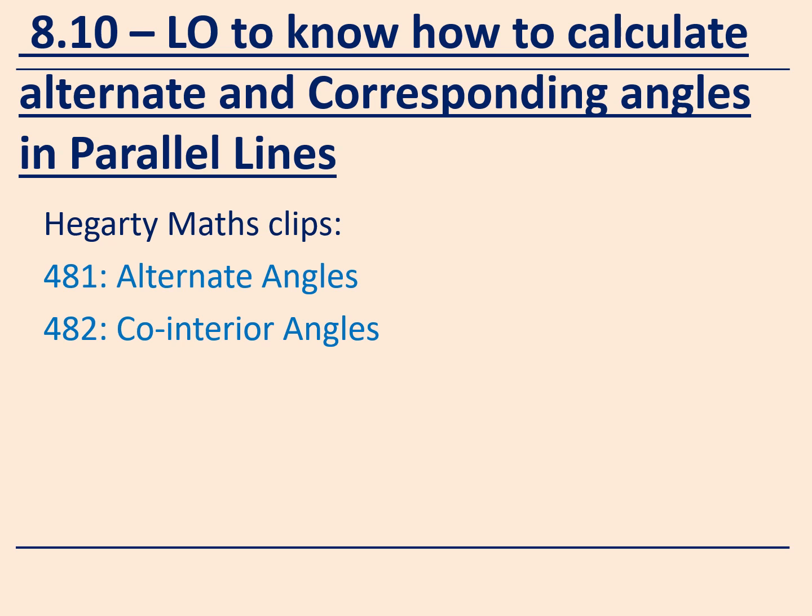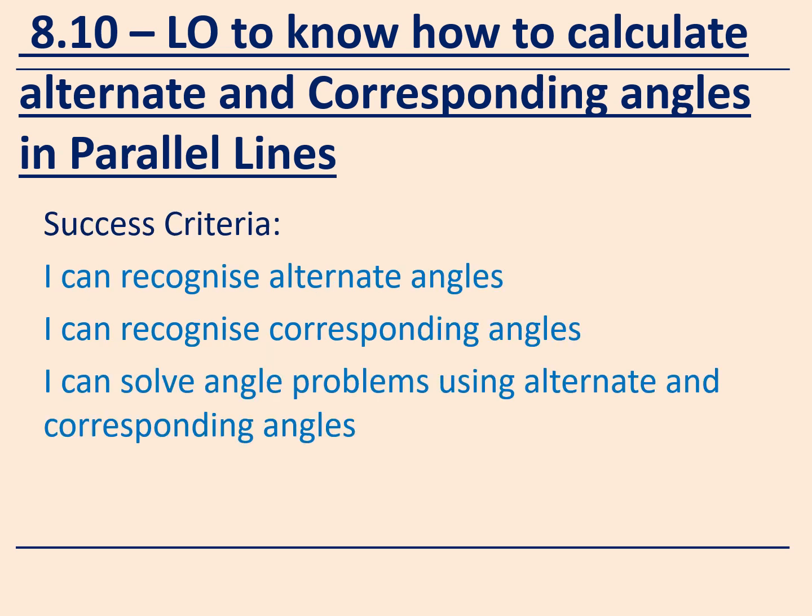Hello, this is lesson 1 of unit 8.1, and you want to be learning about angles in parallel lines. Your learning objective is to know how to calculate alternate and corresponding angles in parallel lines. When you finish this lesson, you'll be expected to do Haggerty Maths clips 481 and 482, alternate angles and co-interior angles. So let's begin. Make sure you copy down your learning objective.